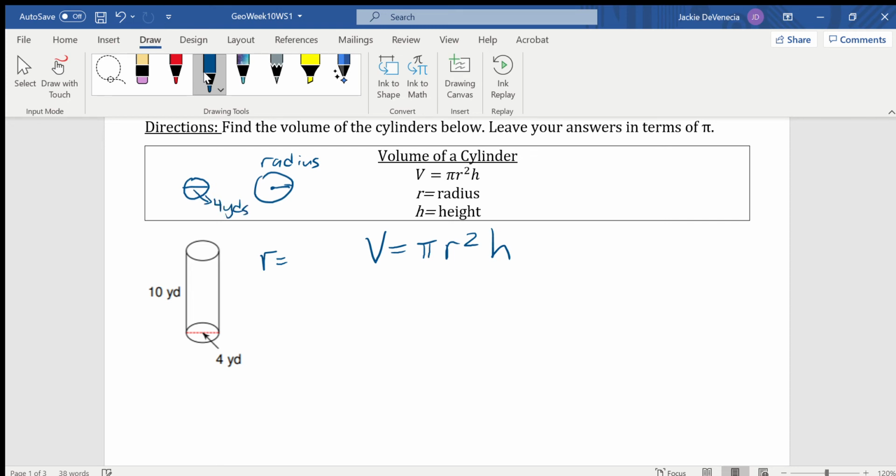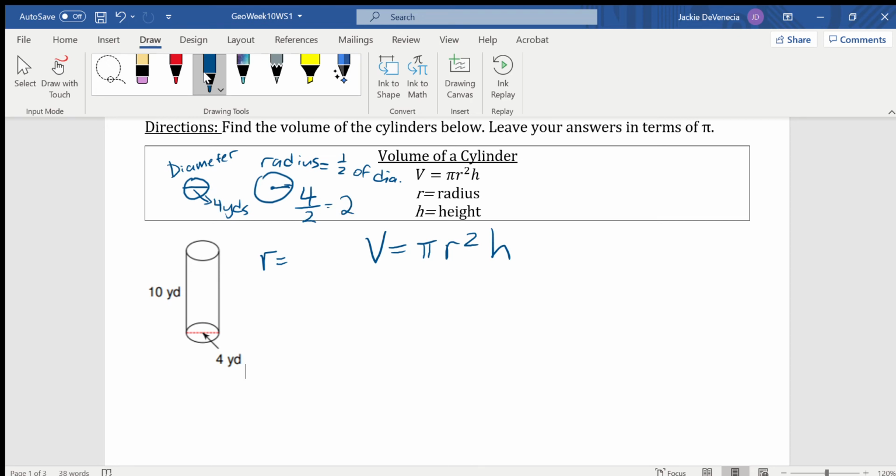This one is actually what we call the diameter. If it's a line that goes from one edge of the circle to the other, this is what we call the diameter. Now, if we want to find the radius, all we need to do is find 1/2 of the diameter. So to do that, I'm going to do 4 divided by 2, and I just get 2.